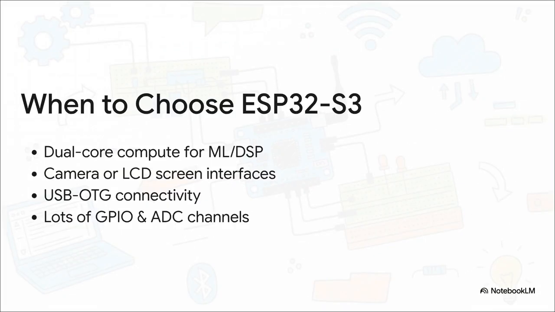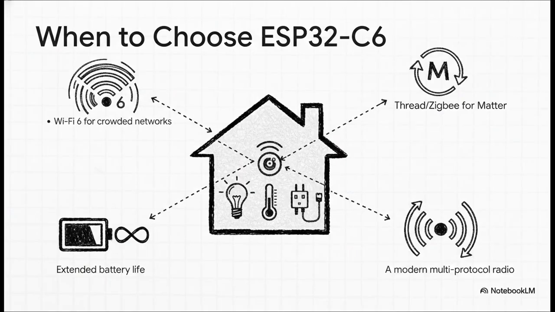You're going to pick the S3 when your project is all about its computational needs. If you're running heavy machine learning tasks, connecting a camera, driving a display, the S3 is your chip. It's also got USB On-The-Go, which is super flexible, and a ton of GPIO pins for connecting all your sensors. But if your project is all about communication, especially in the modern smart home, the C6 is the clear winner, no question. It's designed from the ground up for low-power, super reliable connectivity using the latest standards like Matter. Think smart plugs, sensors, and light bulbs that have to last for years on a single battery.